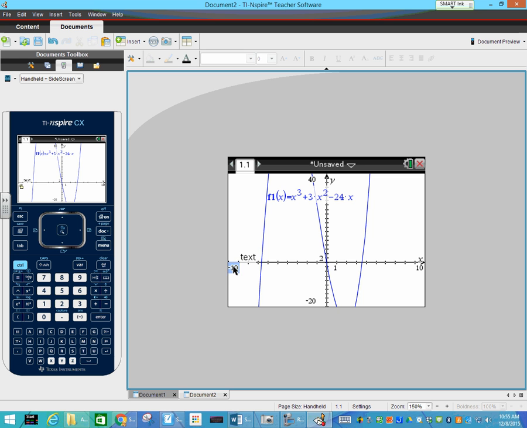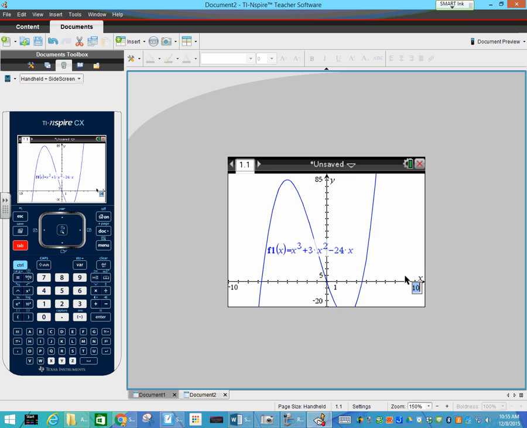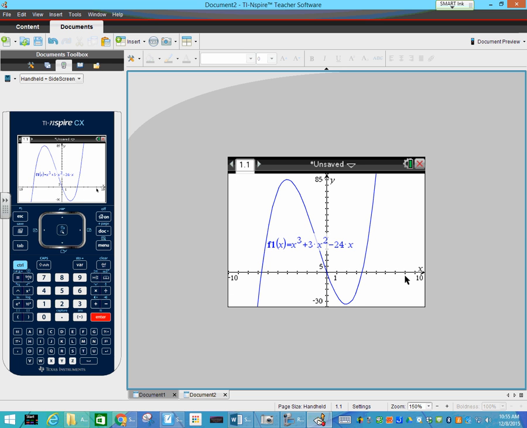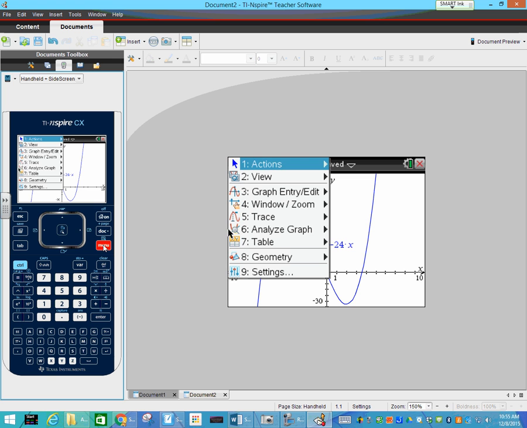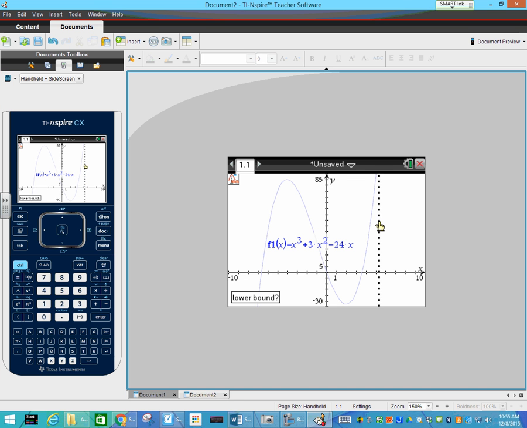The other way is you can click on it, and if you hit tab, it takes you between the numbers. So let's go to 85 this time, and I'm going to go to negative 30. Okay, now I can see both of them. You have to be able to see the max or min in your window to be able to use the next feature. So if I'm looking for a relative max or min, then I'm going to hit menu, analyze graph. We can do the minimum first.